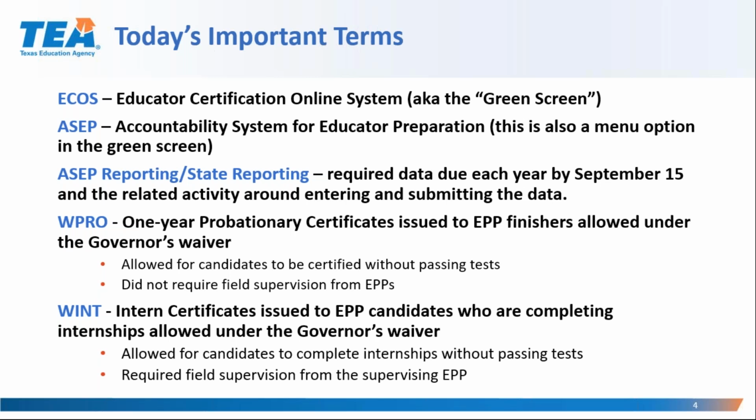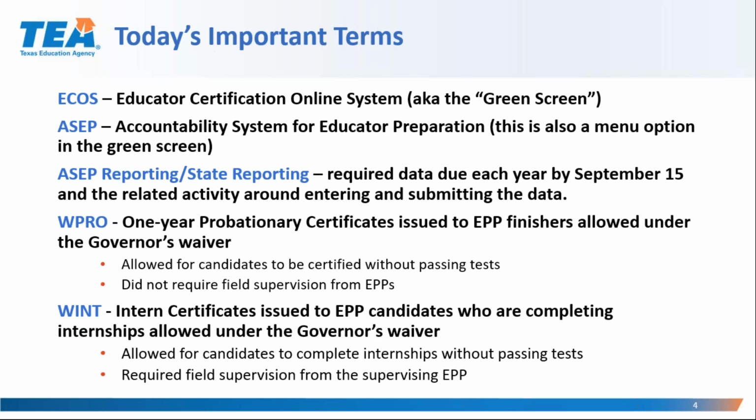I will use some acronyms today that will be important for you to know as you are following along with the presentation. First, ECOS refers to the Educator Certification Online System that houses educator and EPP data for the state. You are most familiar with the ECOS for Entities, which is the green screen your EPP uses to create admission records for candidates, to grant test approval, to report candidate enrollment, and to recommend certificates.